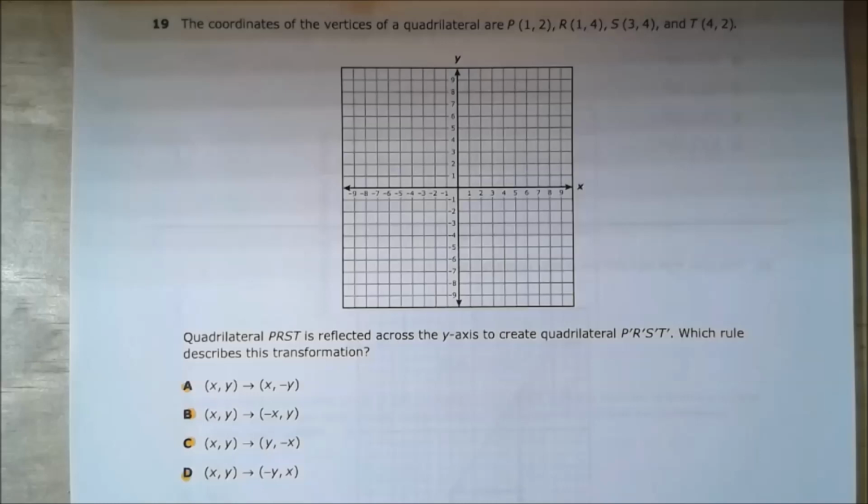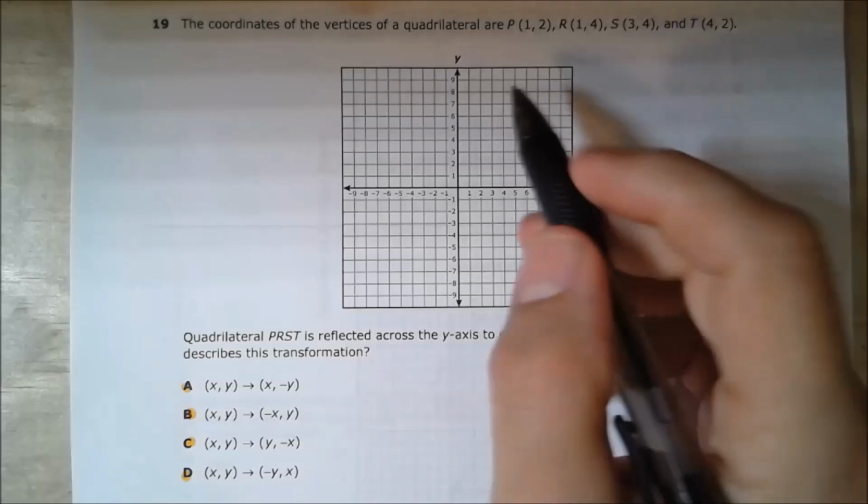Now I'm going to give you a tip. When you're dealing with transformations, don't worry about trying to draw the entire image. Pick one point, especially when it's a reflection. Reflect that one point, see what changed, and then you'll be able to determine what rule is necessary. Let me give you an example.